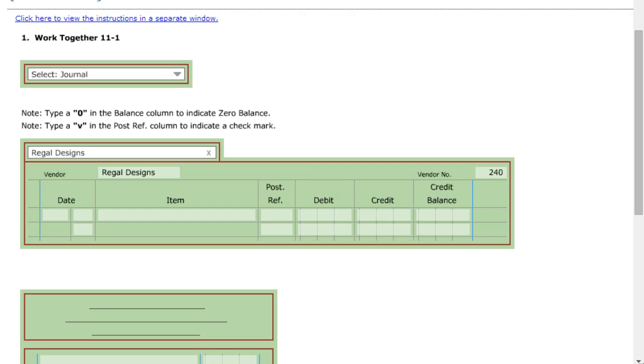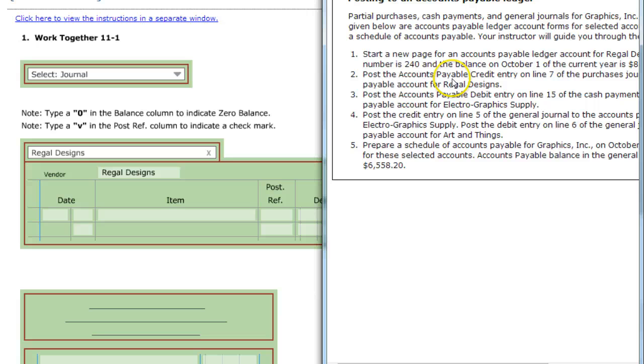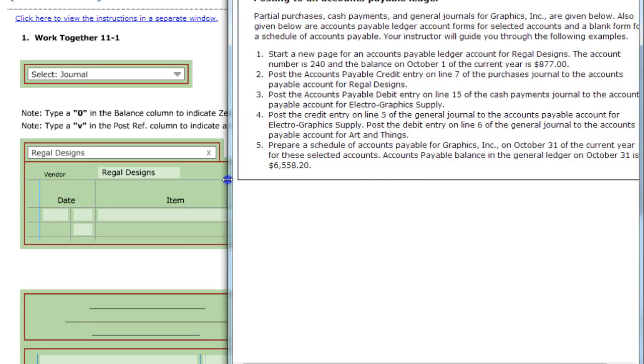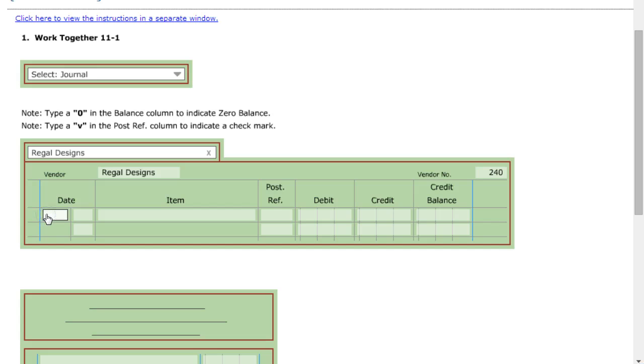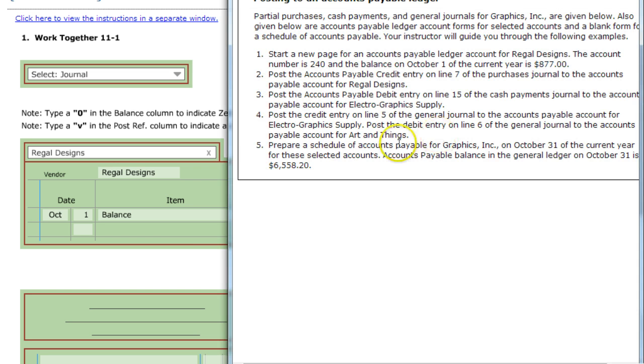All right, so the next thing that we have to put in there is the balance, and the current balance is $877 on October 1st. So we'll put October 1st. We're going to put in the word balance here because this is a balance that we're transferring. This post-reference column is usually used for page numbers, but we're going to put a check mark there because we're just putting in a balance. The debit and credit columns are normally for transactions. This isn't a transaction, it's just a balance that we're carrying forward. So we're going to put $877 down as the new balance. That's all you have to do to open up a new account.